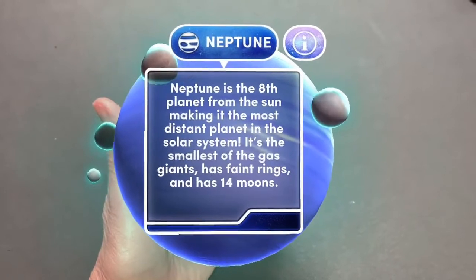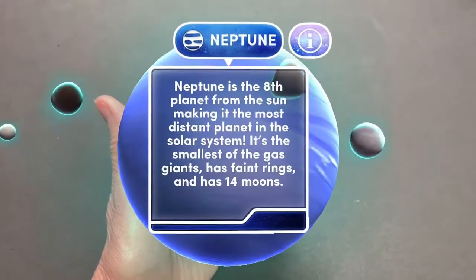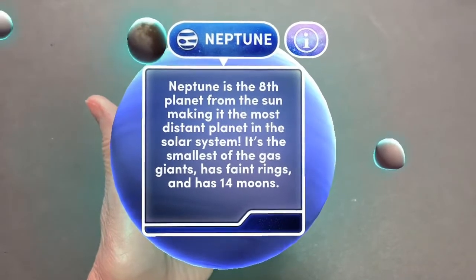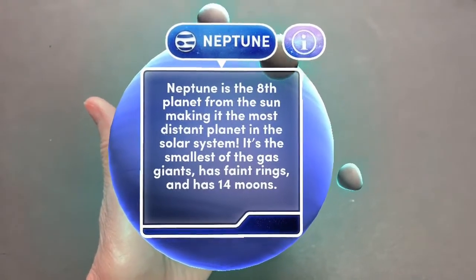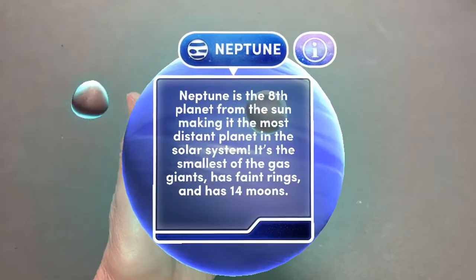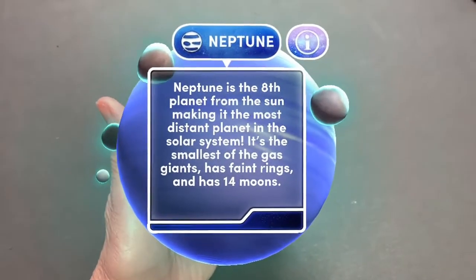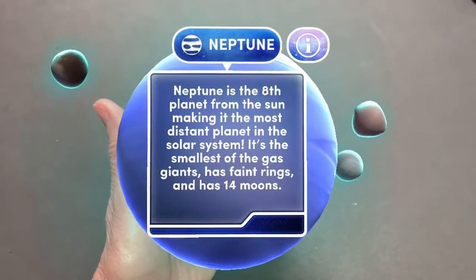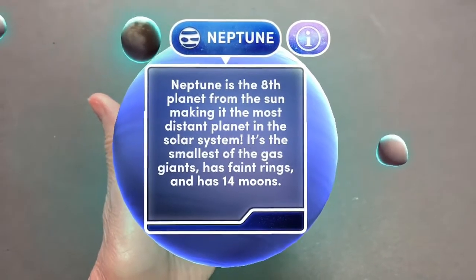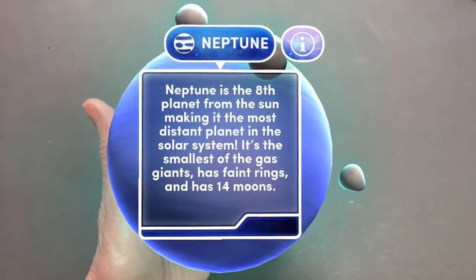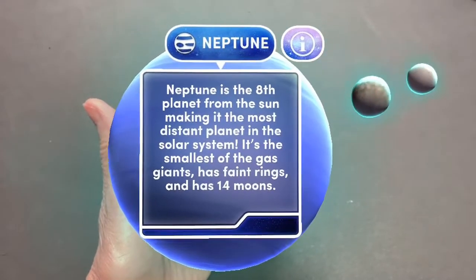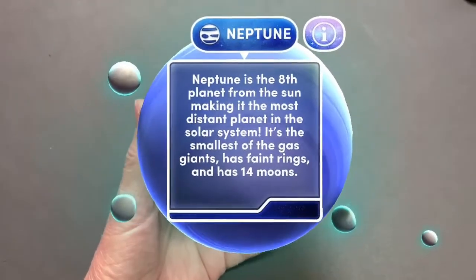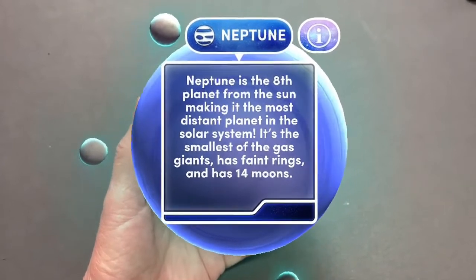Neptune is the 8th planet from the Sun, making it the most distant planet in the solar system. It's the smallest of the gas giants, has faint rings, and has 14 moons. We also know that Neptune is the 4th largest planet in our galaxy, and also it is a twin to Uranus, both in size and composition. Neptune is one of the ice giant planets.